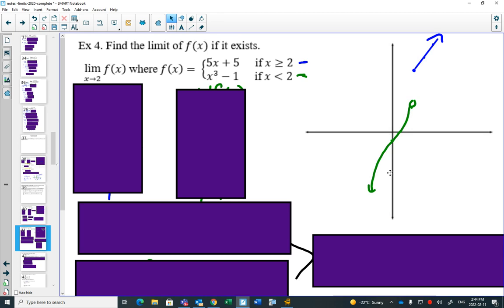If I was labeling some things on this graph, this hole would be at 2, 7, and this solid point right here would be at 2, 15.